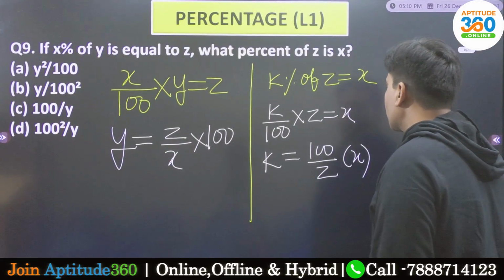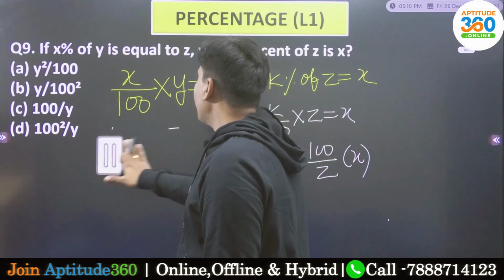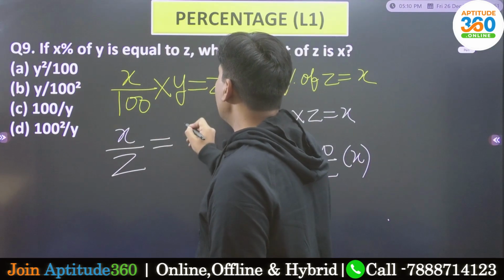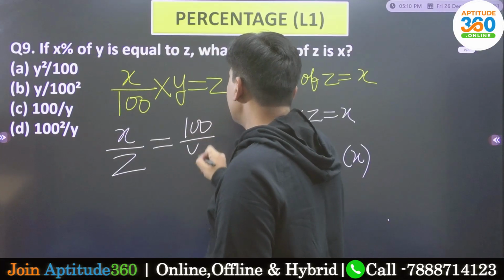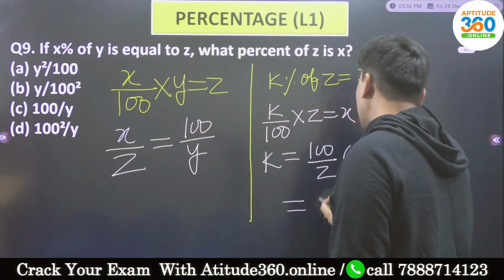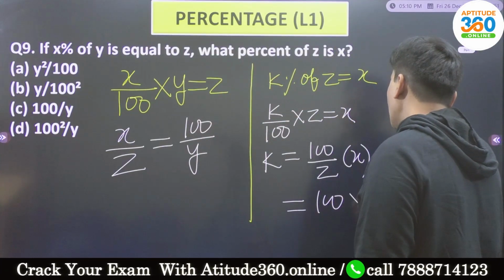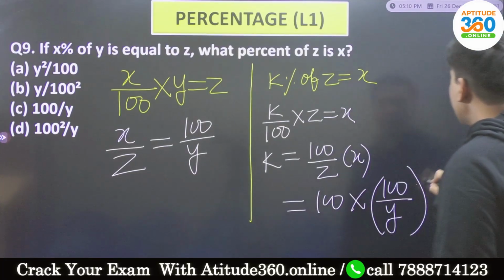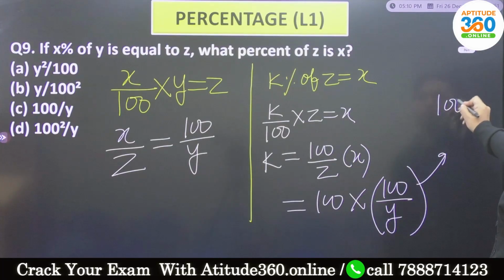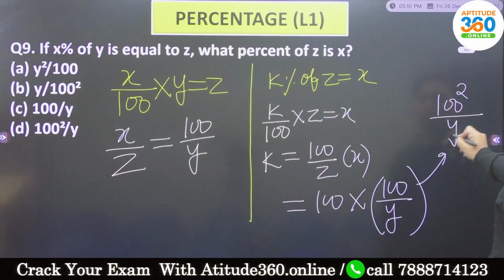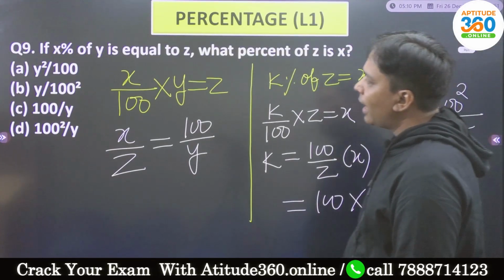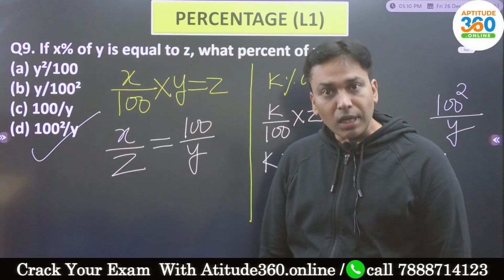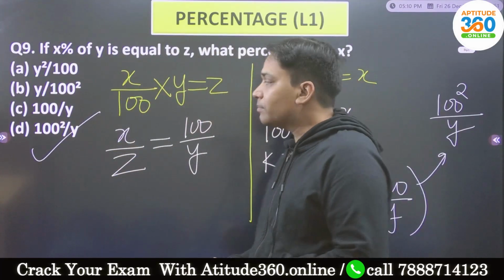So what is the value of x by z then? X by z, if you simplify, is going to be 100 upon y. Plug in that value here: 100 into x by z is 100 upon y. So what is the right answer that is coming out in the problem? 100 square upon y. So what is the option? 100 square upon y. It is nothing but option number D. I hope you're getting this one.